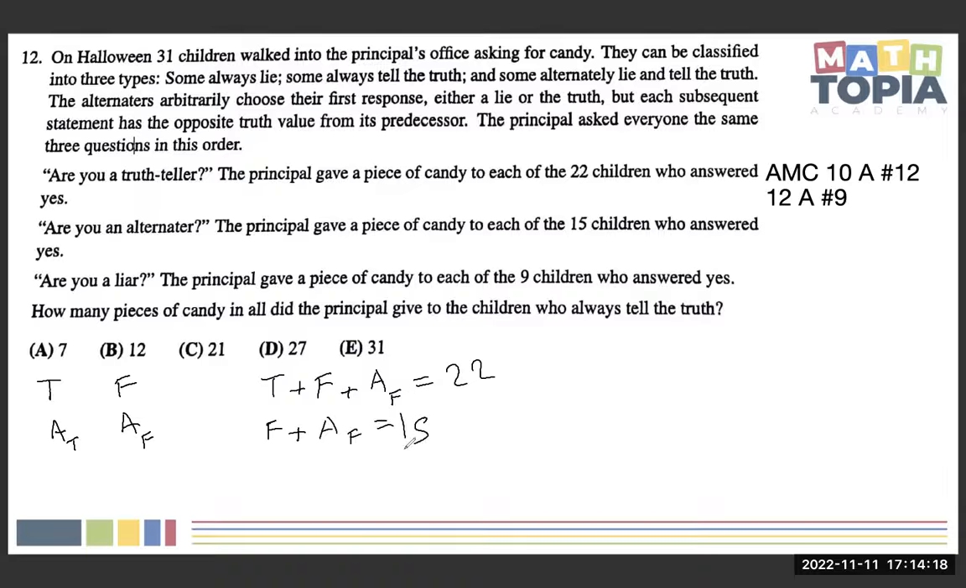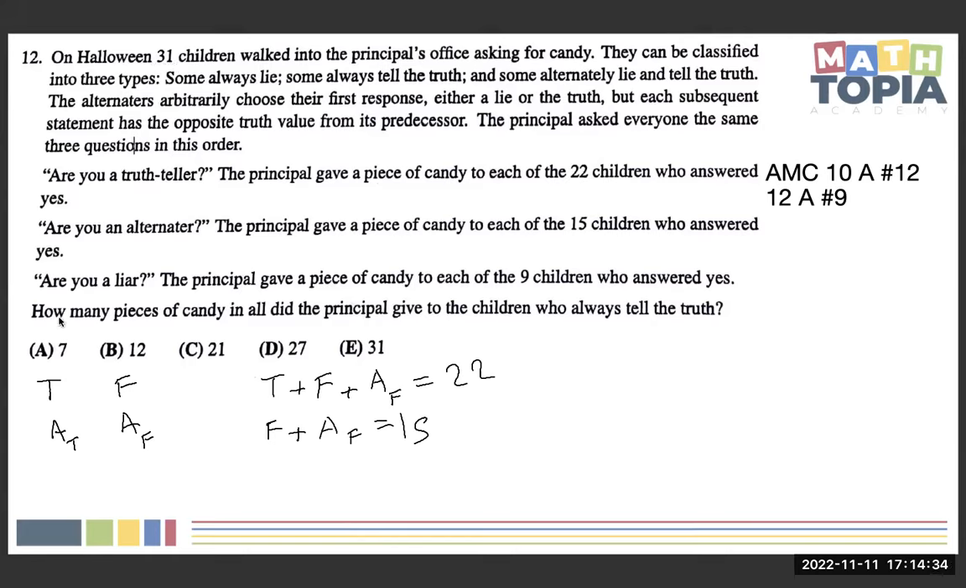And now we could go on to the third one, are you a liar? And it would be the same process. And after that, we would get another equation. And then we could combine that with the fact that in total, all four of these groups equal 31 to solve for all four variables.